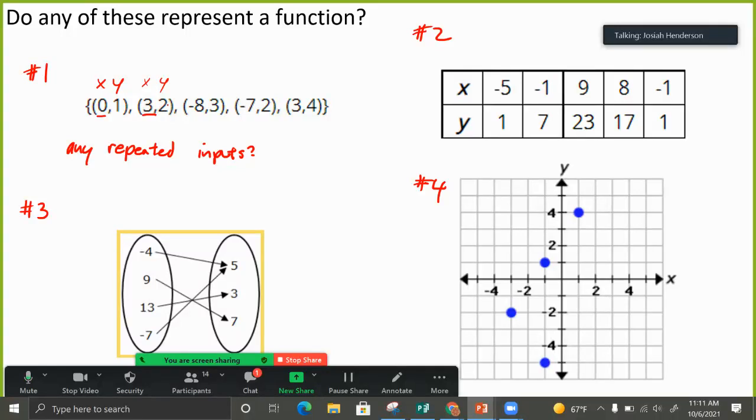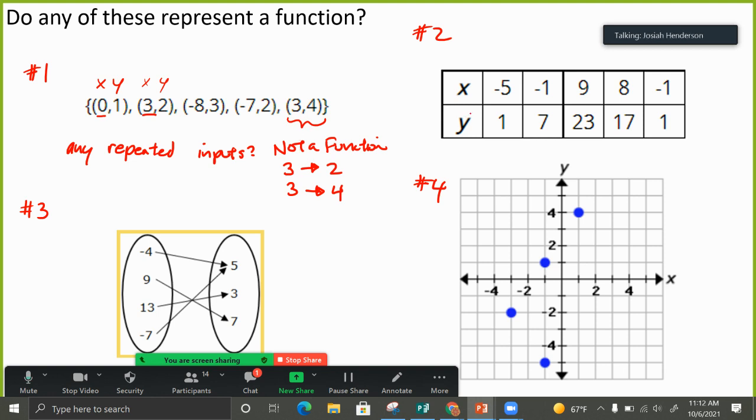3 goes to 2. And I check the rest of my list and I do have this point right here. It also starts with 3. So that means 3 as an input goes to 2, and then later 3 as an input goes to 4. That's the problem. That means it is not a function. Why? Because 3 is going to 2, and then later 3 goes to 4. That's a repeated input. That's what we're looking for when we're trying to figure out, is this relation a function? So this is not a function. It's disqualified because of the repeated input of 3 going to 2 different places.